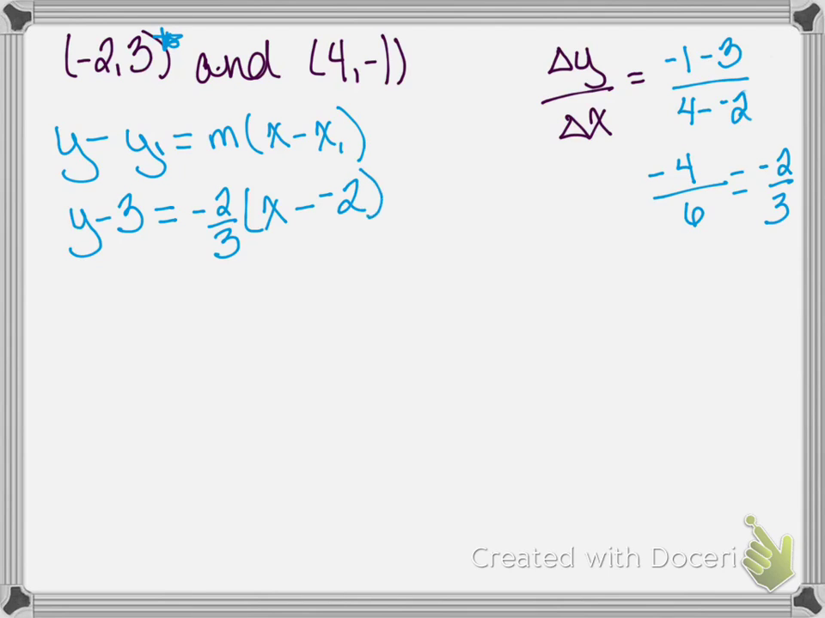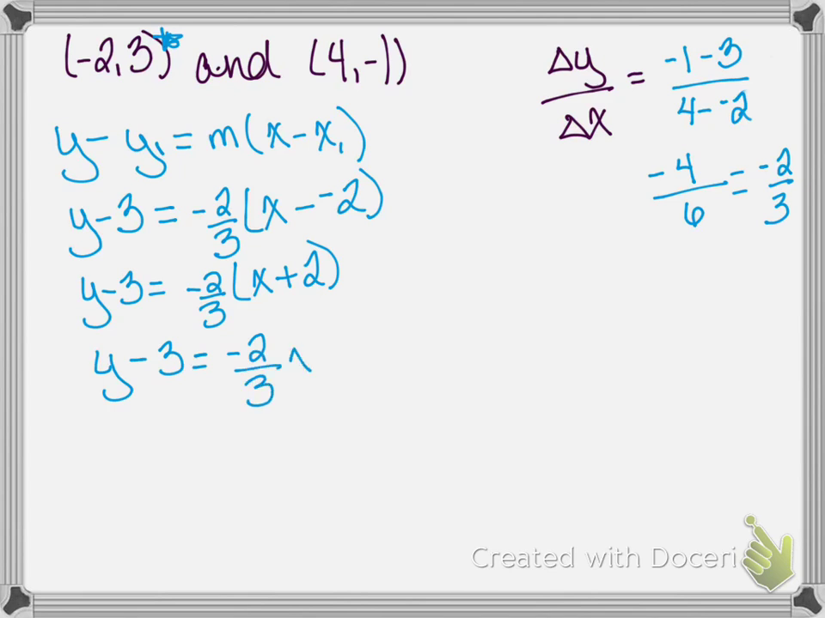What happens to that minus negative 2? It becomes a plus. Good. So I have y minus 3 equals negative 2/3 x plus 2. So now we're going to distribute our negative 2/3. We'll do it in a different color just so we can see it. This is negative 2/3 times 2 over 1. Negative 2 times positive 2 is negative 4. 3 times positive 1 is positive 3. Are we okay there?